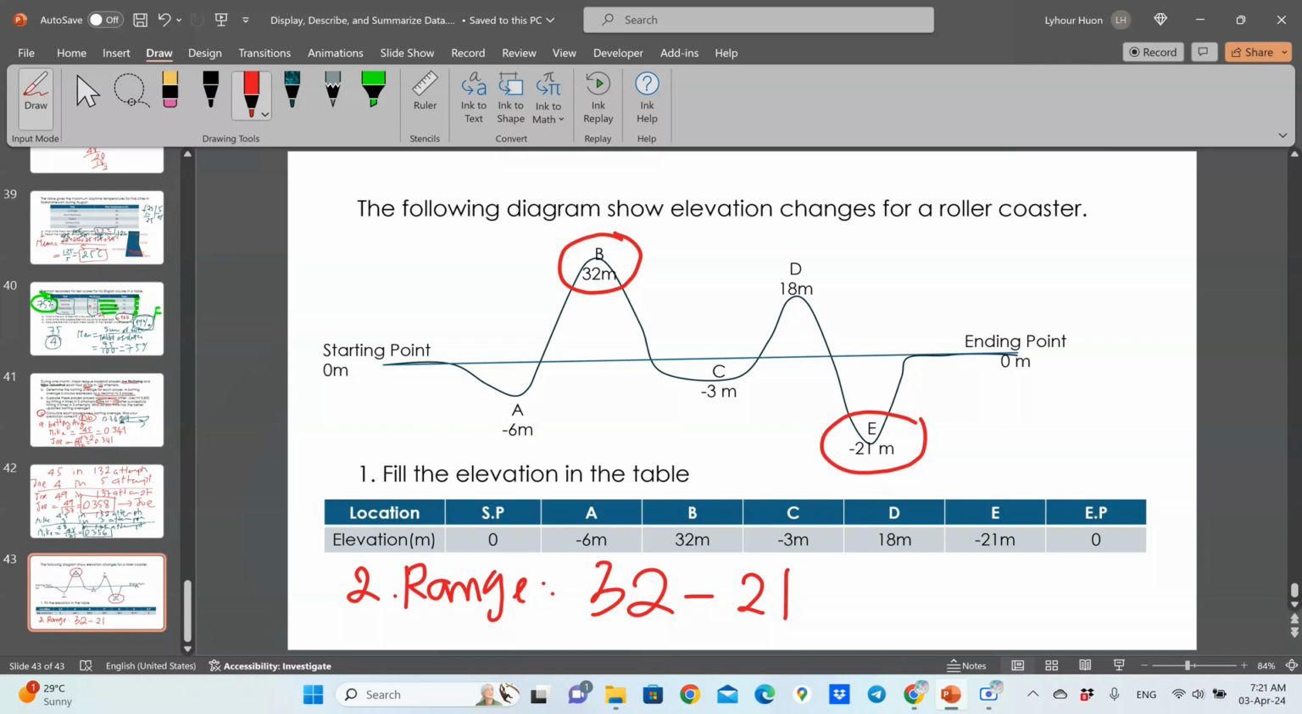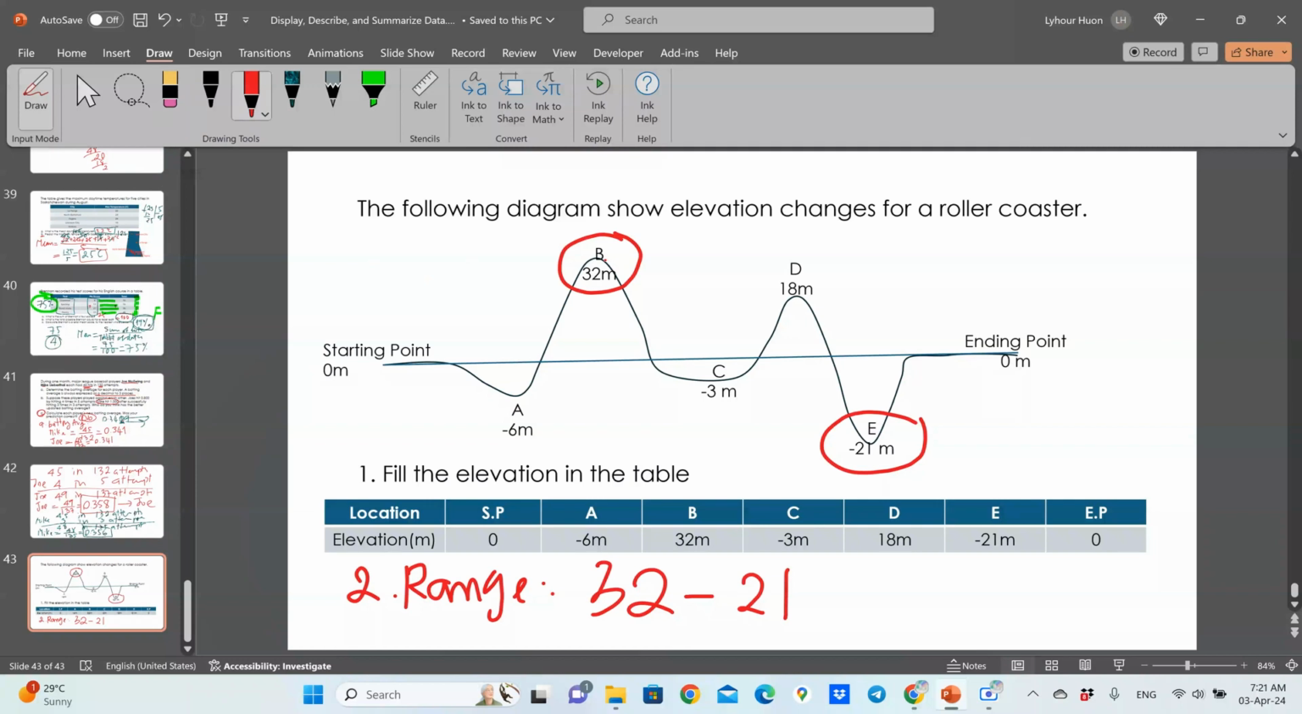But in order to find the range, how do we do it? We subtract the highest number by the lowest number. Oh, how do we subtract it, because it's a negative number? How do we subtract it when it's negative numbers? I was taught this in school, but then I forgot.